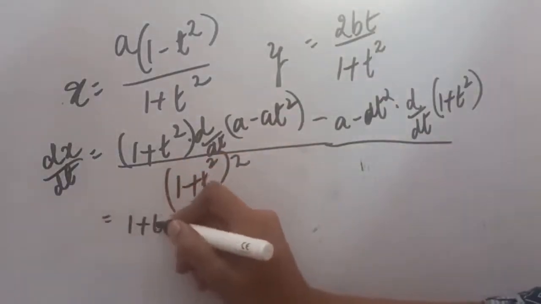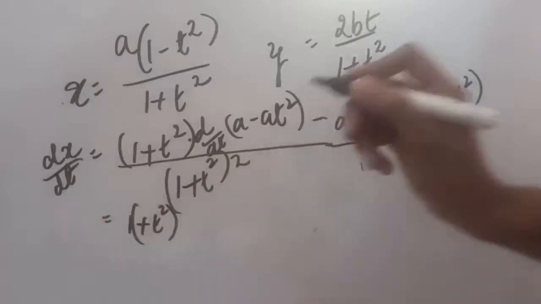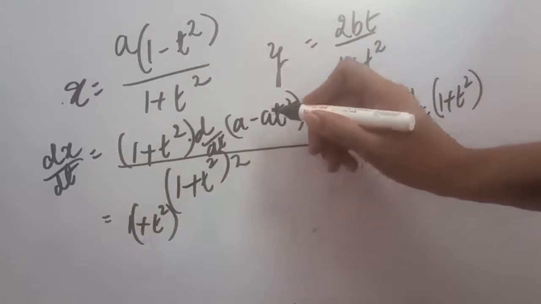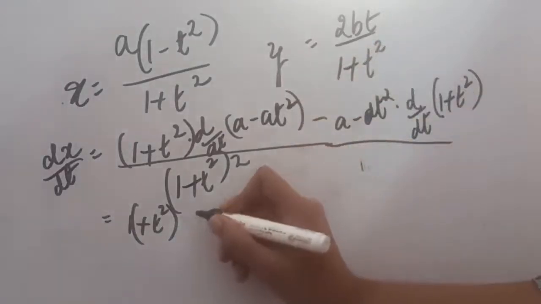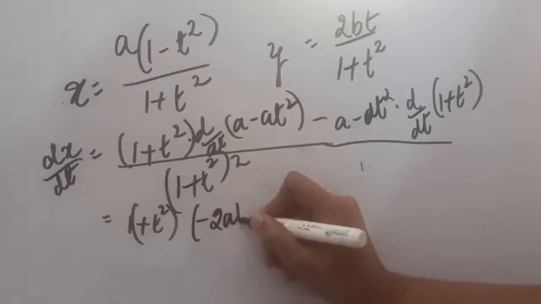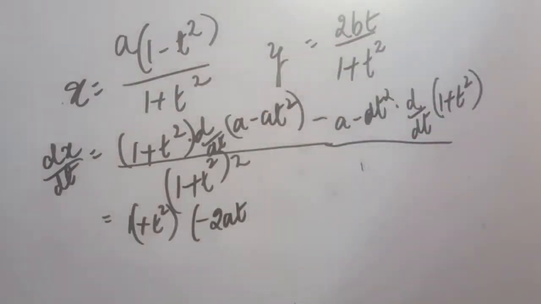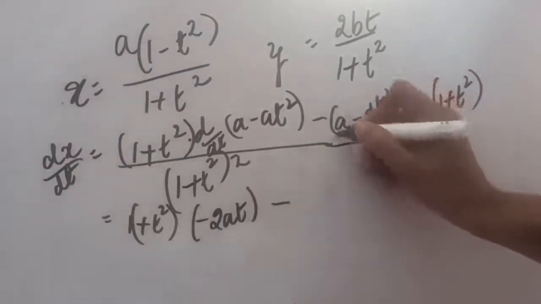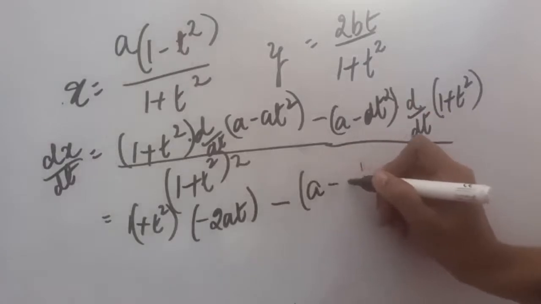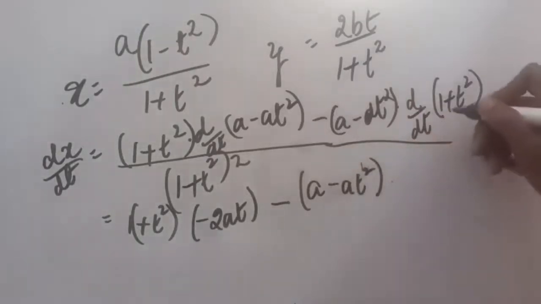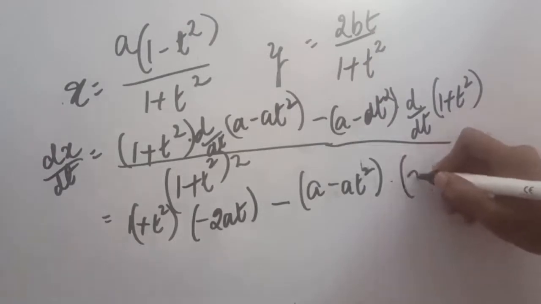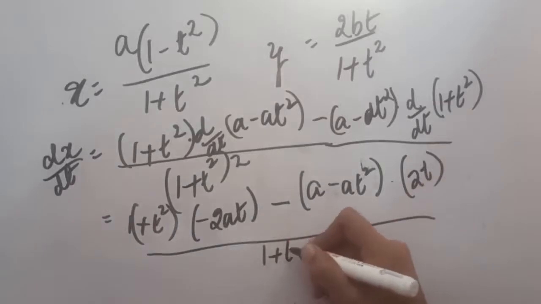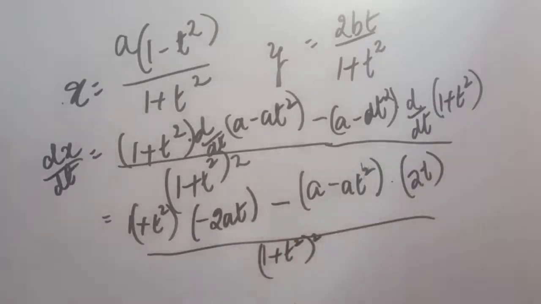So 1 plus t square will be same, and now the derivative of a is like a constant, so its derivative will be 0 minus at square. So the derivative of it will be minus 2at. 2 is going to come forward, and from the t we will reduce 1, so it will be minus 2at, minus a minus at square into derivative of 1 will be 0 and derivative of t square will be 2t, fully divided by the same denominator 1 plus t square whole square.